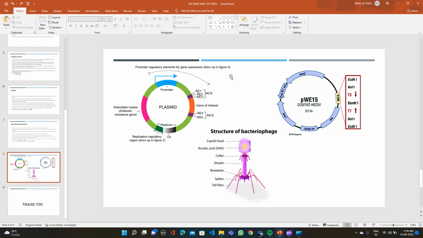Just like the plasmid, this one contains a cos site over here. It also contains a marker region, which is ampicillin. So this is the structure of the cosmid.